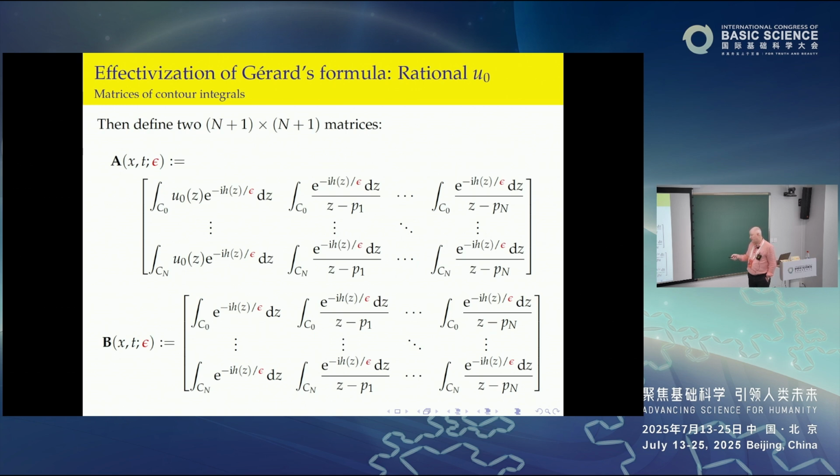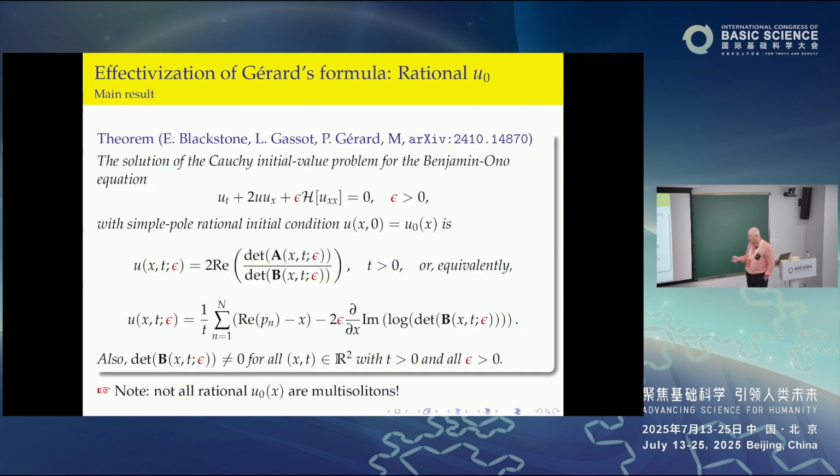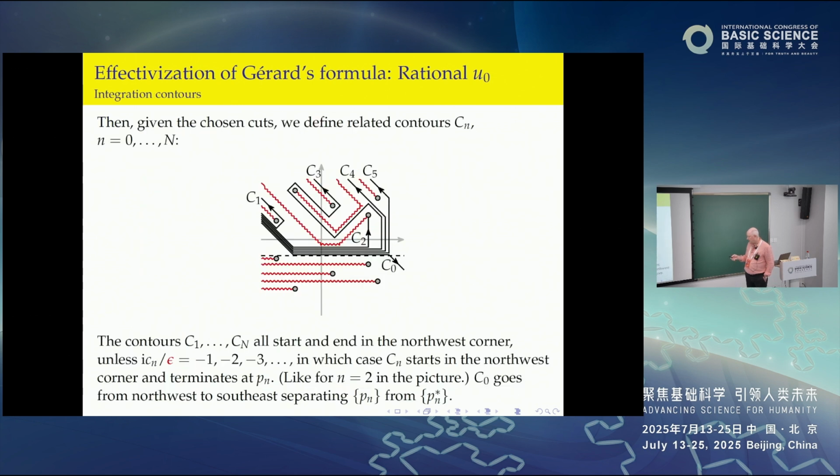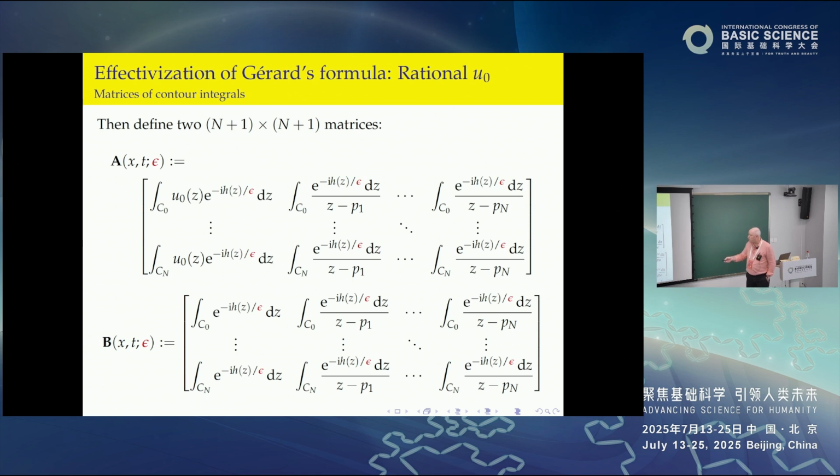So we have, maybe I didn't show you the pictures. Did I show you the contour pictures? Yes, I did. So there's this C0, which is kind of diagonal like this, and then the other C's are wrapping around the branch cuts, okay? So anyway, in each row, we're integrating on the same contour in the complex plane, and in each column, it's the same integrand, okay? And the integrands are even the same for the A and B matrices, except in the first column. So in the first column for A, we have the initial condition u naught.